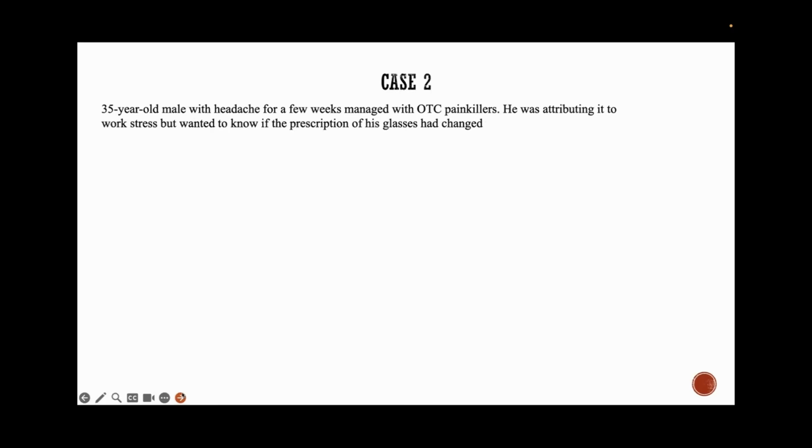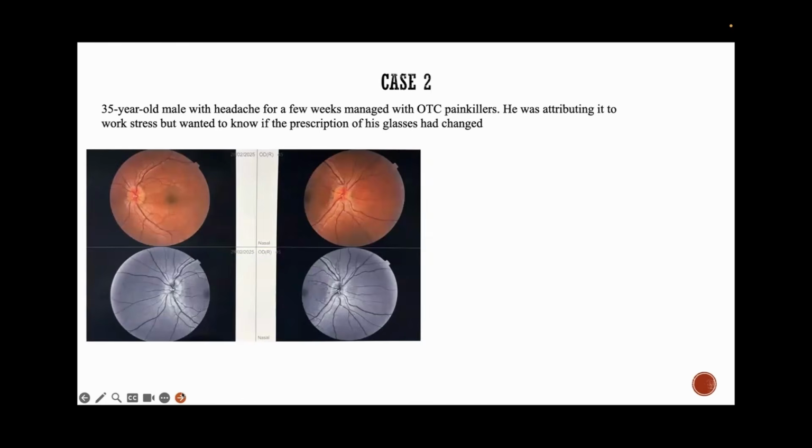Second patient, a 35-year-old male with headache for a few weeks, managed with over-the-counter painkillers. He was attributing it to work stress, but he just wanted to know if the prescription of his glasses had changed. Again, following my old protocol, everything was checked, but on the last step, I felt the disc margins were not absolutely clear. Something was blurry about the disc margins in both the eyes. And again, like we said in our list, if we have a disc edema, definitely that is a red flag, and that patient needed to be evaluated.